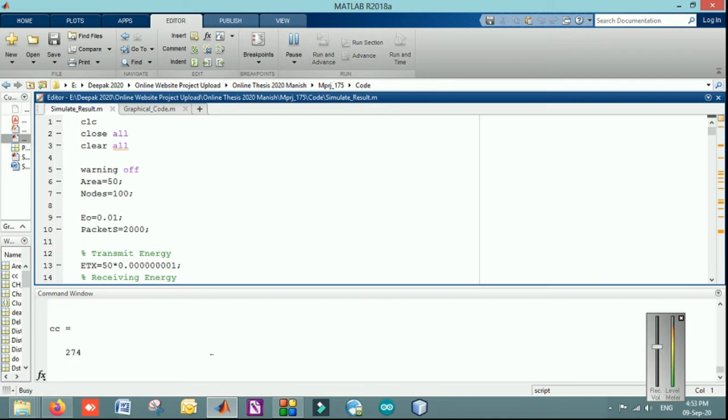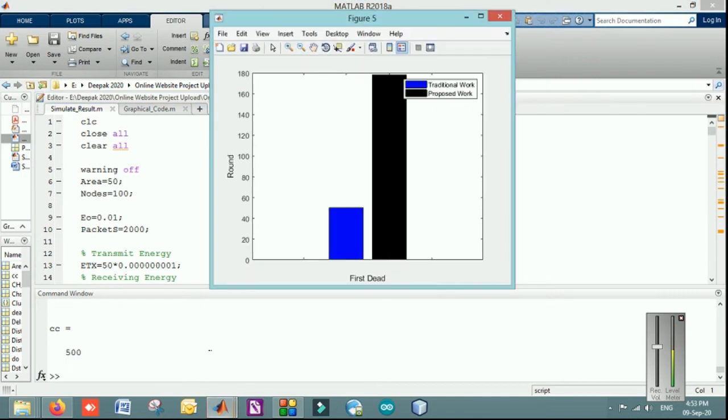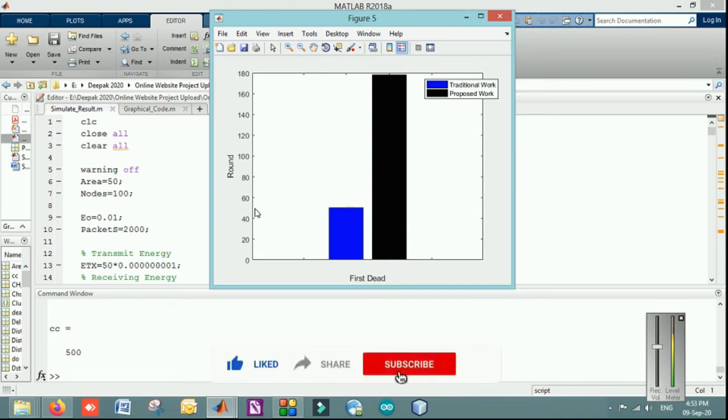We have run it for 500 rounds, and the results will be compared with the traditional algorithm which we have taken from a recent IEEE, Springer, Elsevier research paper. The comparison is performed for the first dead node round number. As you can see, the black color is for the proposed algorithm, so it shows that the previous algorithm gives the first dead node at around the 50th round, and the proposed algorithm gives it around the 180th, right?